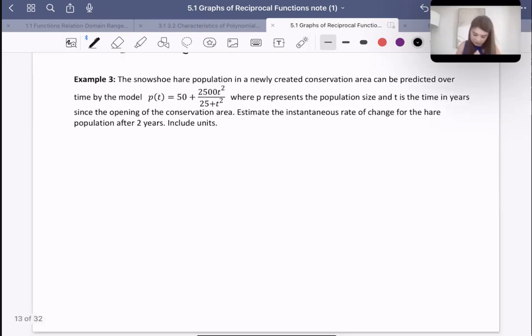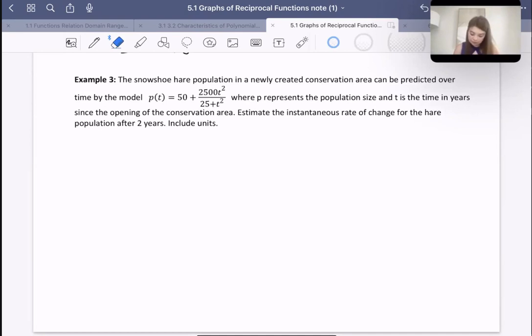Example 3 says, the snowshoe hare population in a newly created conservation area can be predicted by this model, P of t equals 50 plus 2,500 t squared over 25 plus t squared, where P represents the population size and t is the time in years since the opening of the conservation area. Estimate the instantaneous rate of change of the hare population after 2 years, include the units.